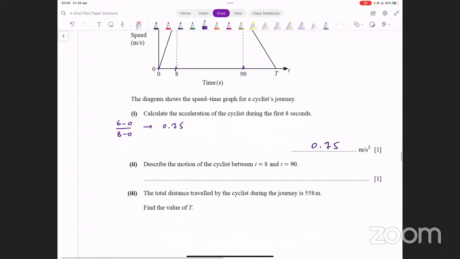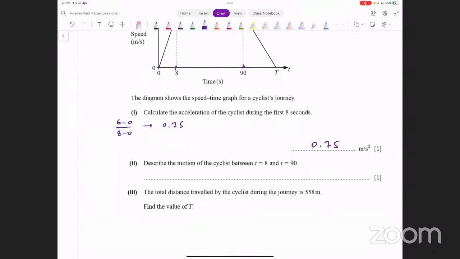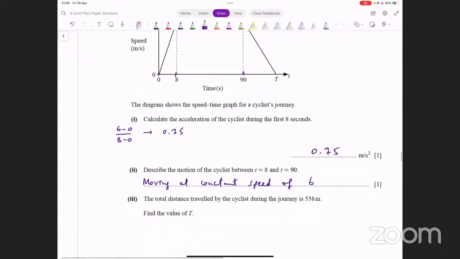तो आप क्या कह सकते हैं? You can say the cyclist is moving at a constant speed. और वो constant speed आप mention कर दें. वो क्या constant speed है? Constant speed is 6 meters per second. इस speed पे वो move कर रहा है. ठीक है?